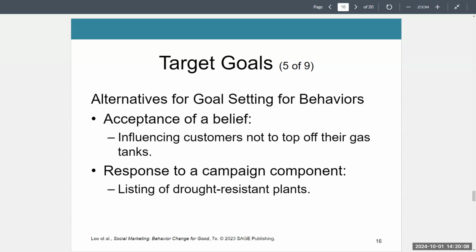So them accepting would be a target goal. So the target goal for that particular component of that campaign is to have them accept the belief that, oh, it's not like every other one out there. Yeah? Makes sense? Okay, you guys can see how it's kind of flowing with everything that we're talking about in terms of behavioral change.